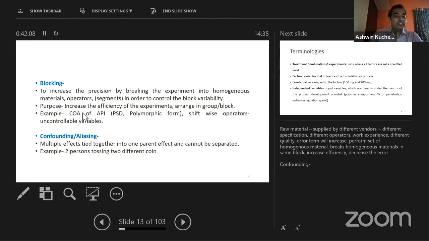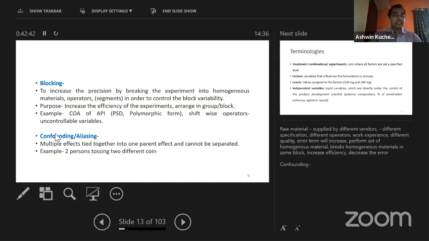So the purpose of this is to increase the efficiency of the experiment and arrange them in a group or a block. An example of this is the certificate of analysis, COA of API, where terms or specifications like PSD, particle size distribution, are maintained. Polymorphic forms are there. Sometimes the method is there. If one lot says the particle size distribution is ranging from 2 to 5, and the other lot says it is ranging from 3 to 5, there is something changed. But whether that change is bringing any difference in our experimentation, that needs to be checked.